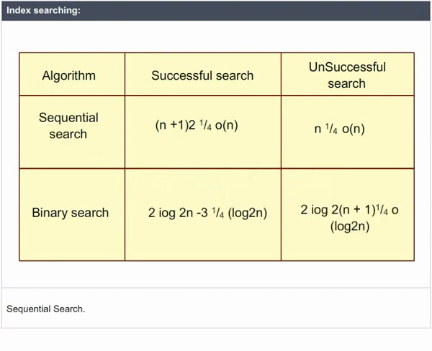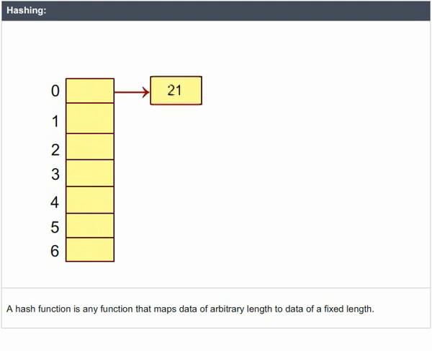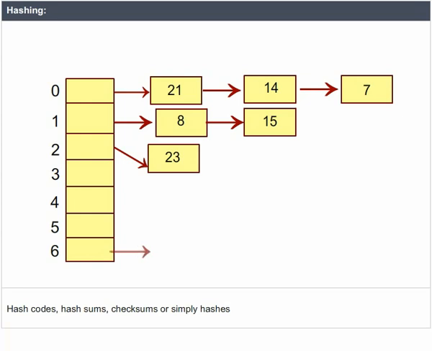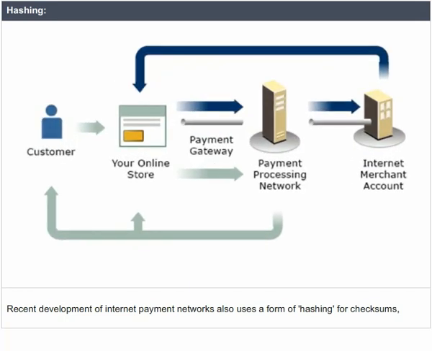Hashing. A hash function is any function that maps data of arbitrary length to data of a fixed length. The values returned by a hash function are called hash values, hash codes, hash sums, checksums, or simply hashes. Recent development of internet payment networks also uses a form of hashing for checksums. The following C++ function finds the key length.